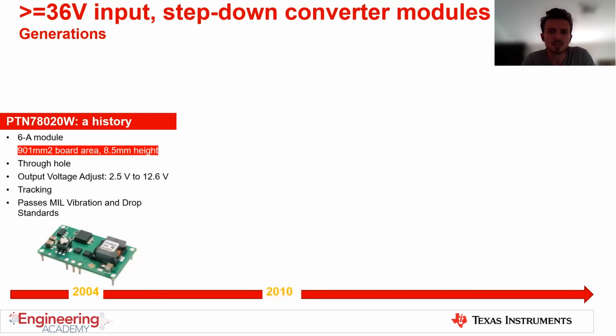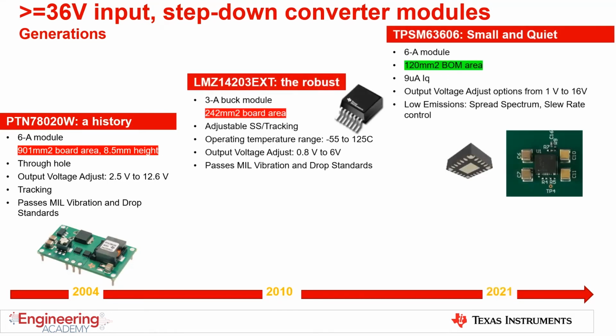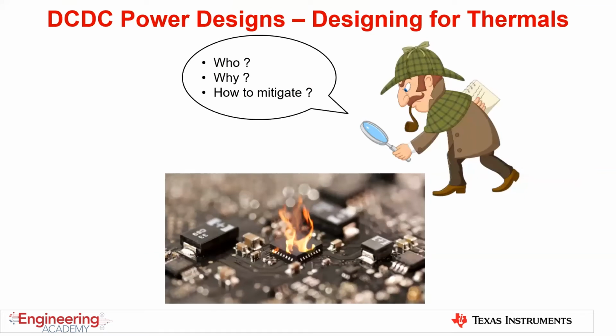A very similar story can be told for high voltage step-down converter modules with input voltages higher than 36 volt input, going from 901 millimeters square with the PTN module on the left-hand side of the screen, down to 120 millimeters square with the latest TPSM63606. So as you can all imagine, we all benefit from shrinking systems and components, but it leads to high power density and therefore higher junction temperature.